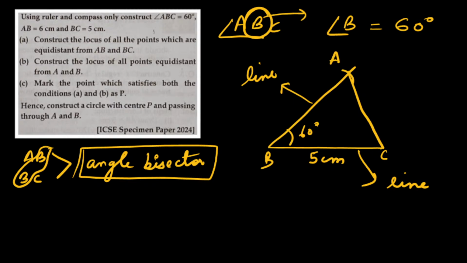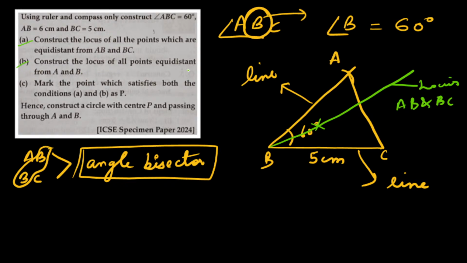Now second one. So angle bisector, how will its locus come? Because I have told you, angle bisector. So one arc from here, one arc from here. So it will be like this. So the green color line is the locus of the point which is equidistant from AB and BC. Basically, we drew the angle bisector.